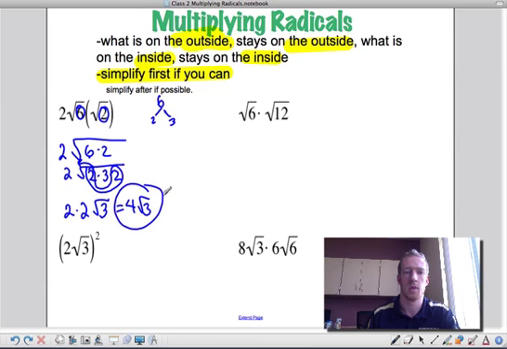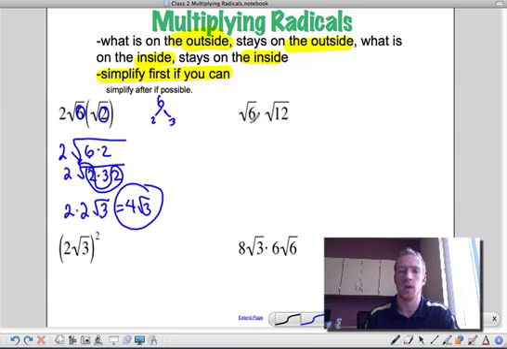Alright, there's my answer. A way that you can check these, go to your calculator and plug in 2 times the square root of 6 times the square root of 2. That'll give you some crazy decimal answer. And then plug in 4 times the square root of 3. That should give you the exact same crazy decimal answer.